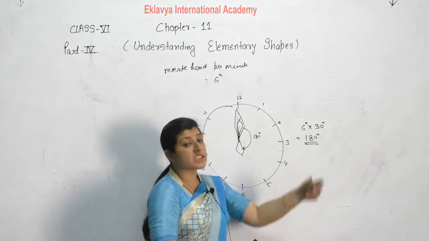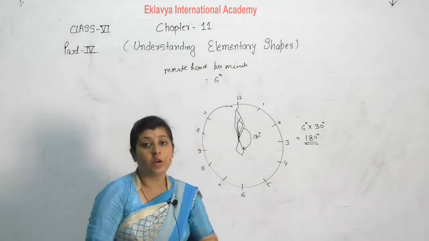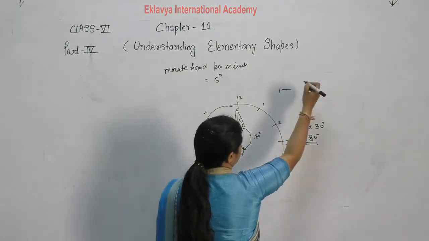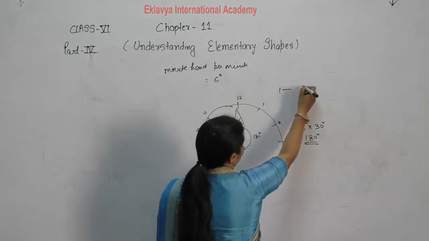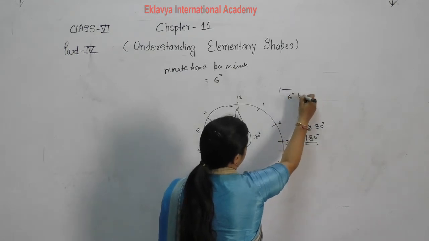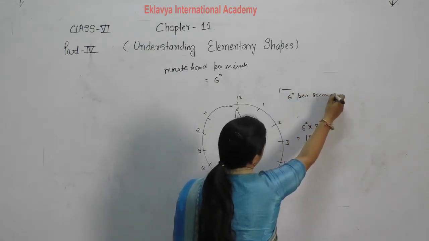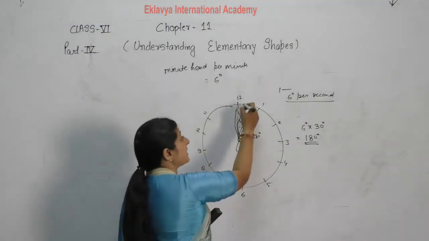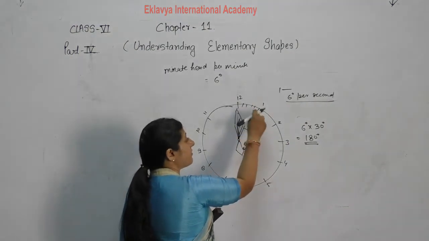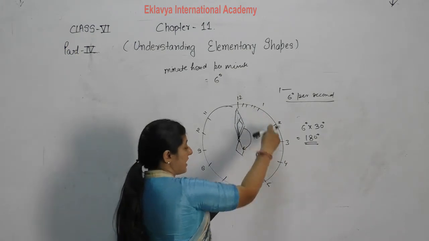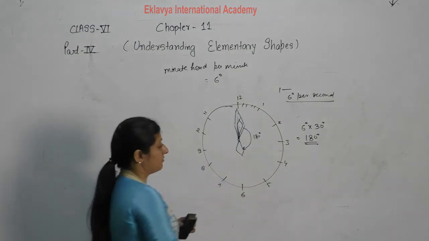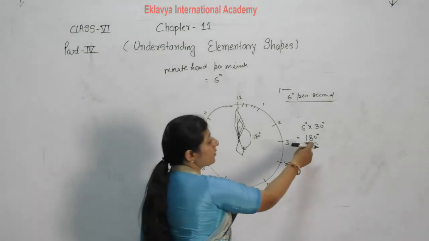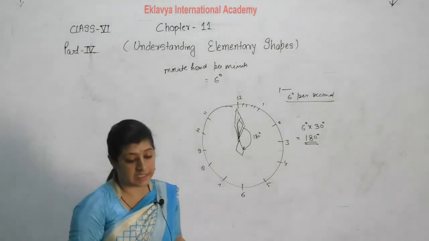So this one, 6 into 30, that is equal to... In 1 minute it will make 6 degree per second also. एक सेकेंड में कितना डिग्री एंगल बनाता है? 6 डिग्री. So it means there are 1, 2, 3, 4, 5 seconds here till here, and total how many? 30. Then 30 seconds, 30 into 6, that is equal to 180 degree.